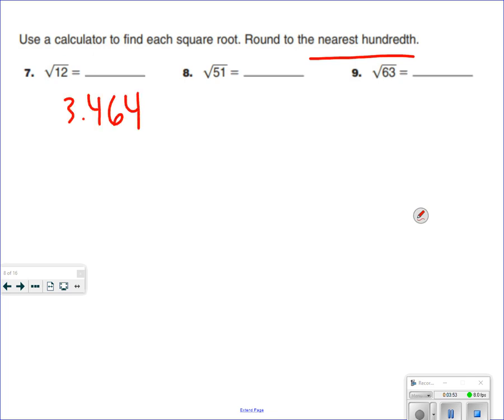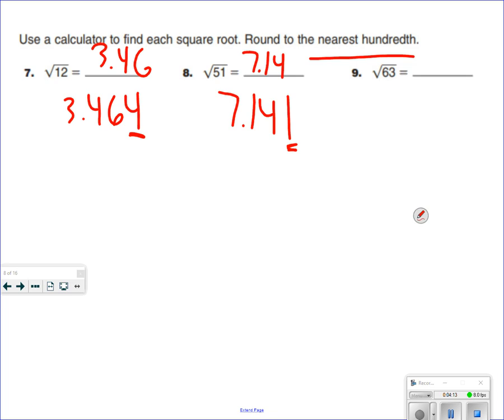I'm going to take a look at this thousandth spot. It's lower than 5, so this answer is 3.46. Next problem, square root 51, close parentheses, equals 7.141. The thousandths place is less than 5, so my answer is 7.14.